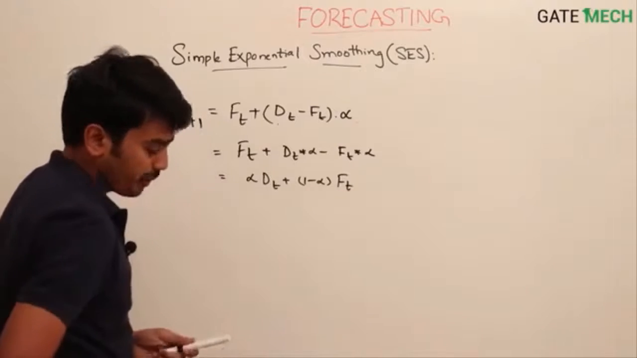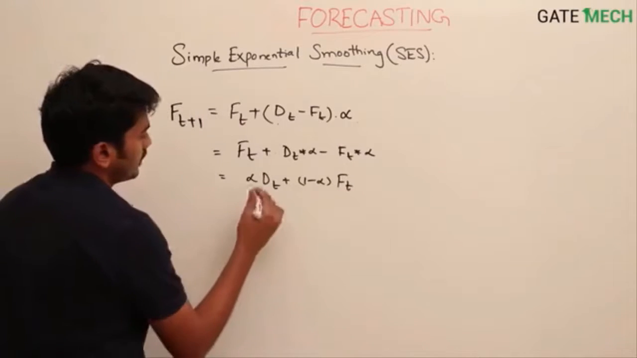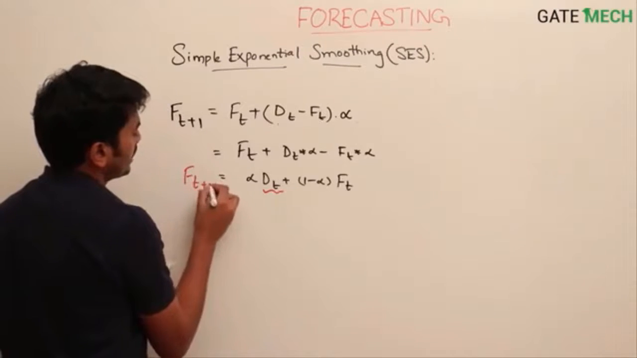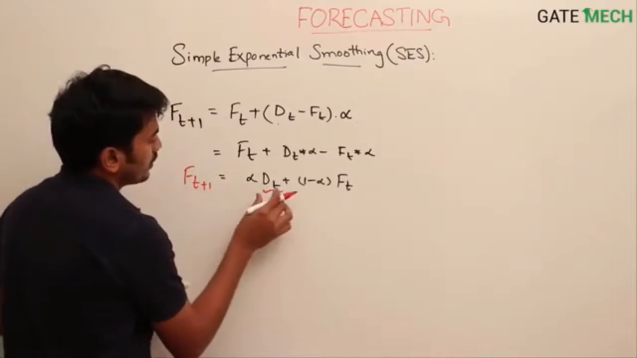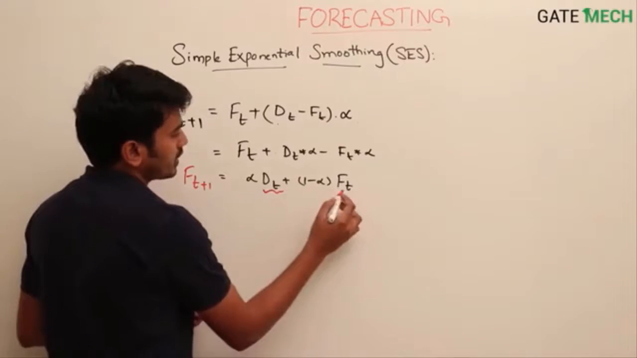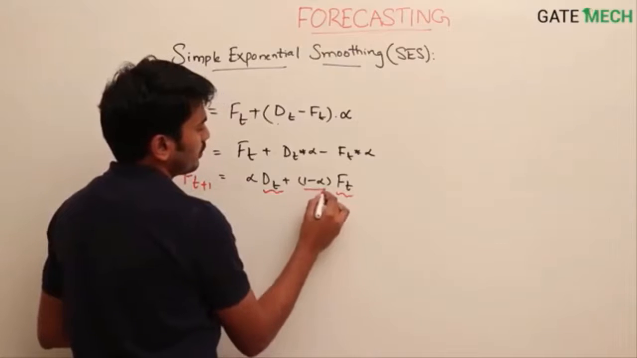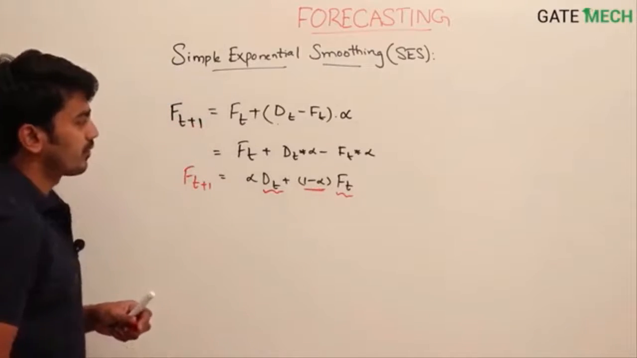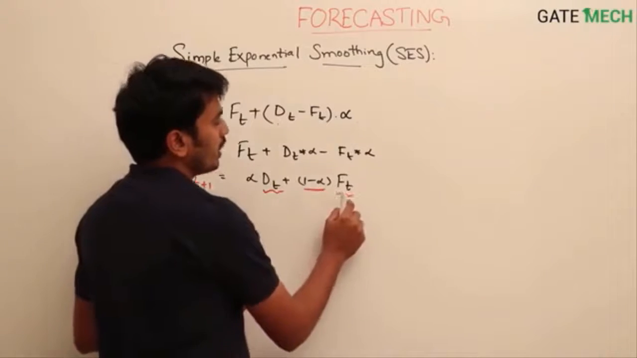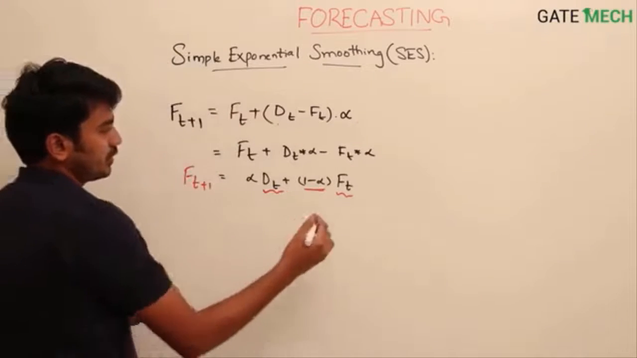So if you see, to find the forecast for Ft+1, that is the next period, recent demand, the current demand is getting a weightage of alpha, whereas current forecast is getting a weightage of 1 minus alpha. Okay, and we know what Ft means, right?